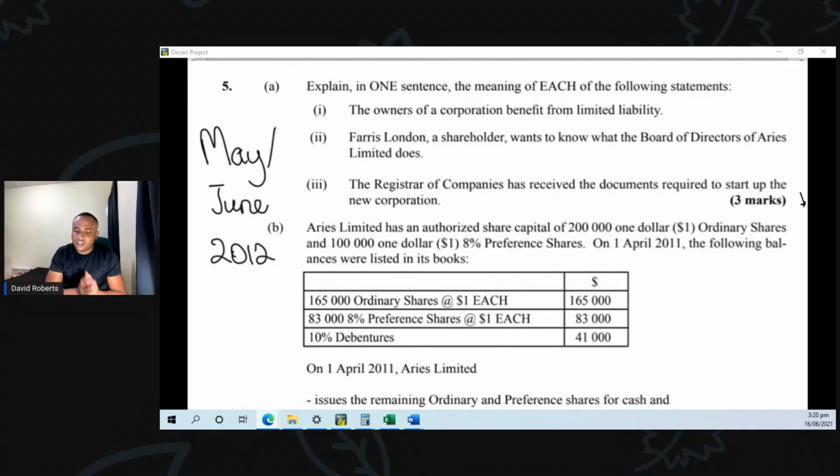So question 5A. Explain in one sentence the meaning of each of the following statements. So we have one, the owner of a corporation benefits from limited liability. What does that mean? When you say the owner benefits from limited liability, what is that?